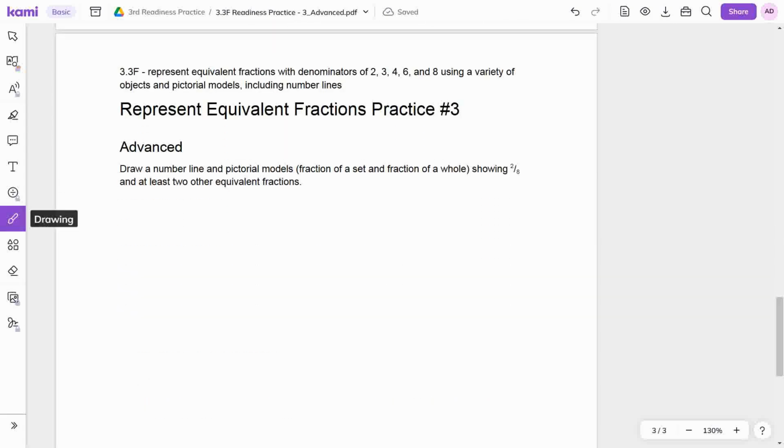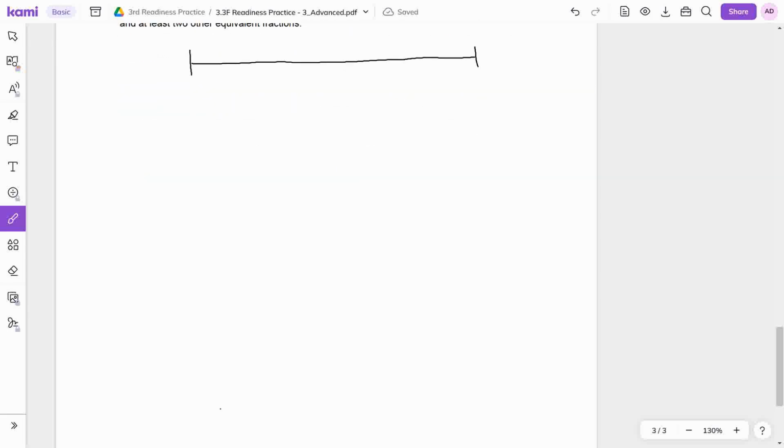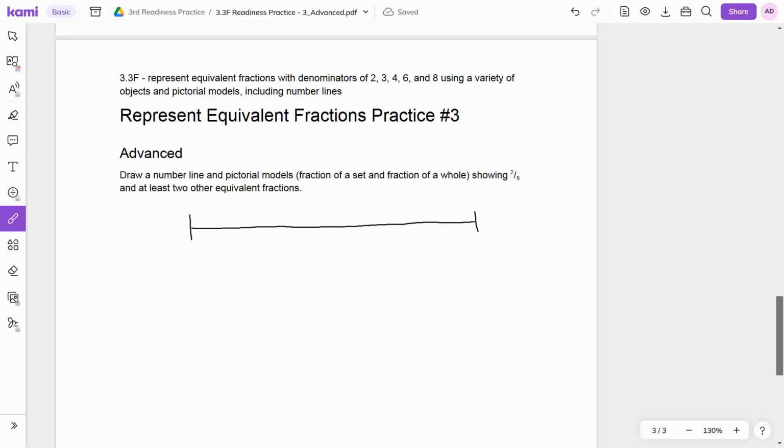All right, so for our third problem, we need to draw a number line and pictorial models, fraction of a set and fraction of a whole, showing 2/8 and at least 2 other equivalent fractions. Okay, so let's start with my number line. And this is definitely one in which the models may vary. So I will put that down here. Models may vary. All right, so we need to start with 2/8.